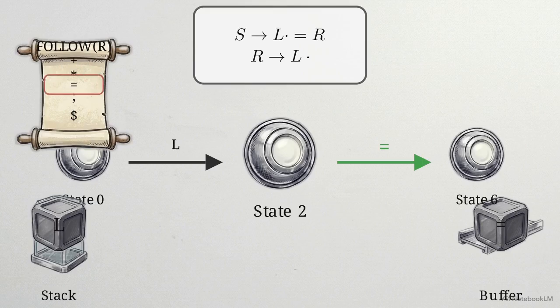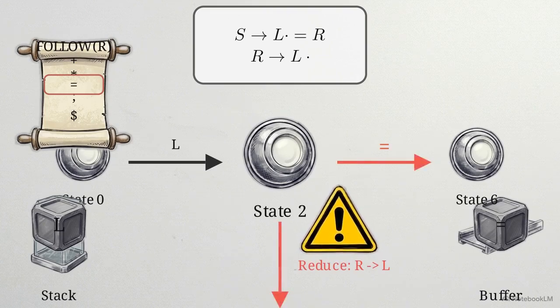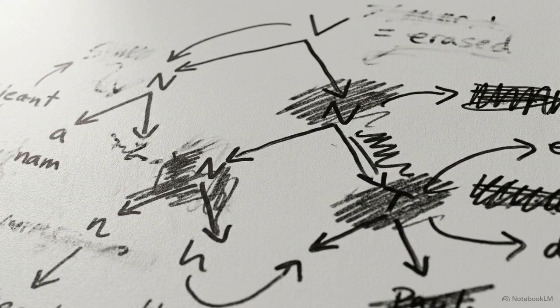At the same time, it evaluates the reduce action. The parser checks its global follow set for the non-terminal R. Because an equal sign is allowed to follow an R in other parts of the grammar, the equal sign is on that list. The SLR logic dictates a reduce. Now the parser attempts to execute both a shift and a reduce action simultaneously, triggering a fatal conflict. The parser is operating on flawed context.